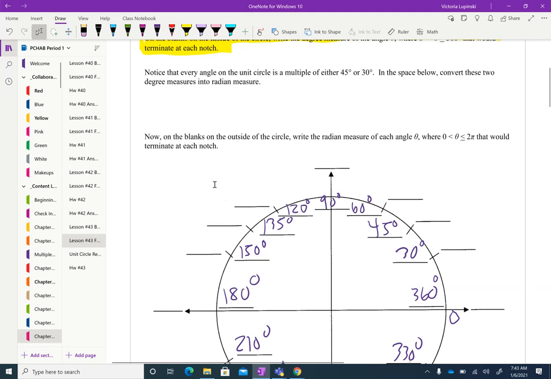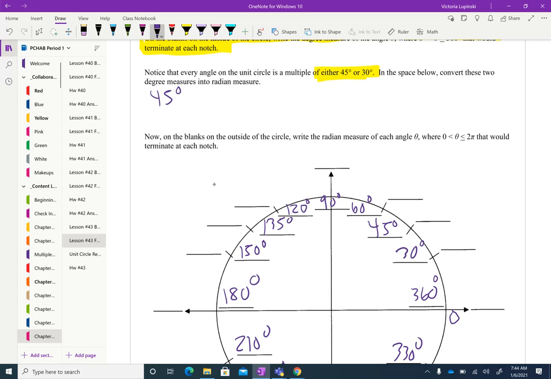Okay, so because we went around and counted in multiples of 30 or 45, every single one of those answers is a multiple of 30 or 45. So we're going to go ahead and convert those specific values into radians. So remember to do that.